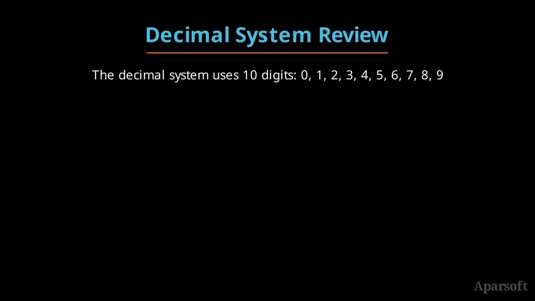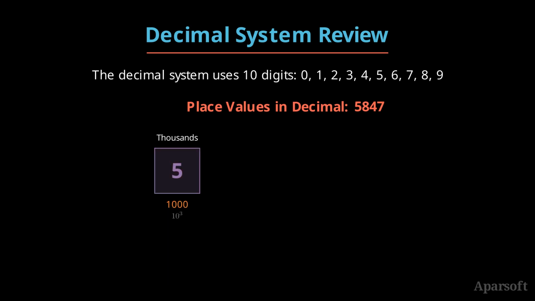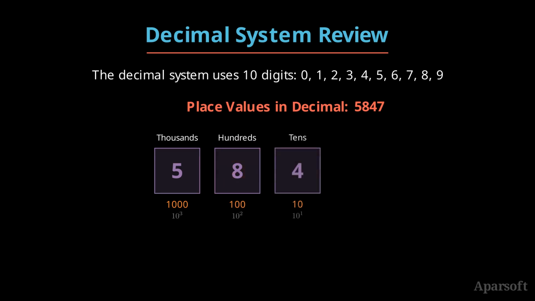Let's quickly review the decimal system you already know. We use 10 digits, 0 through 9. That's why it's called base 10. The magic of number systems lies in place values. Each position has a different value based on powers of 10. Take the number 5847. The 5 is in the thousands place, worth 1,000. The 8 is in the hundreds place, worth 100. The 4 is in the tens place, worth 10. And the 7 is in the ones place, worth just 1.